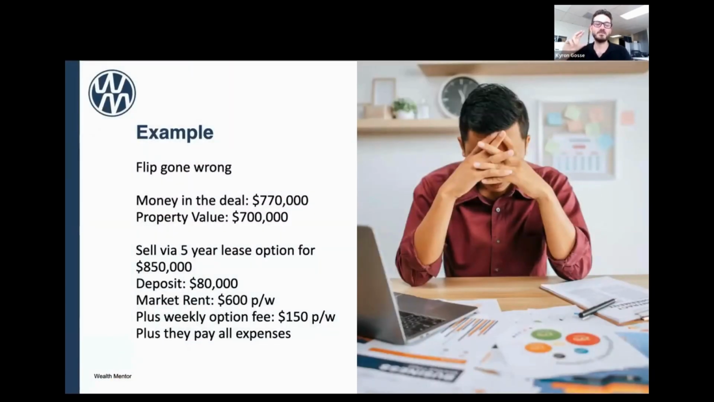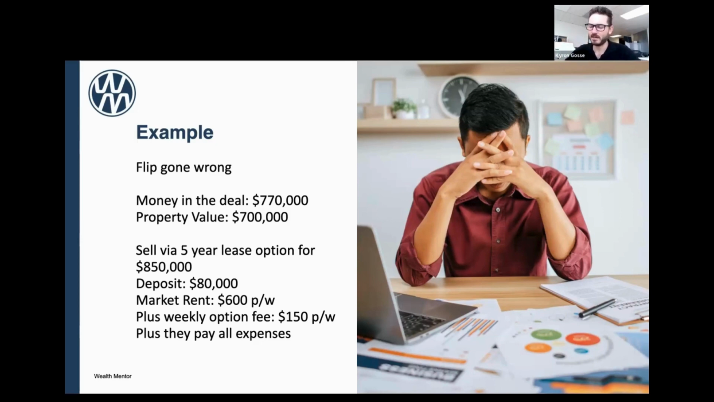So here's a really good example. I've taken this from a scenario from one of our students, and this was my suggestion to him as to how he would turn it around. They were doing a trade. The market's changed. They've ended up overcapitalizing it. And now they've got $770,000 in a deal where the property's only worth $700,000. So if they were to sell the property, they would realize probably a 17,000 minimum loss, which they're just not willing to do.